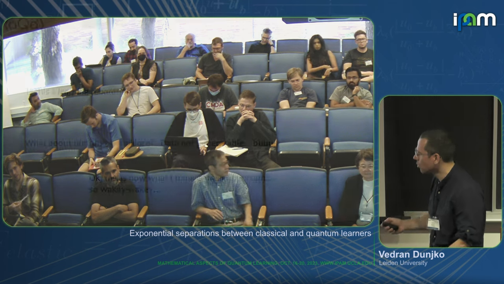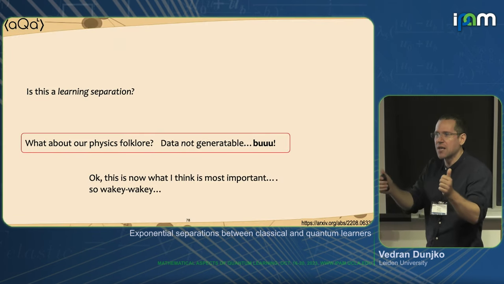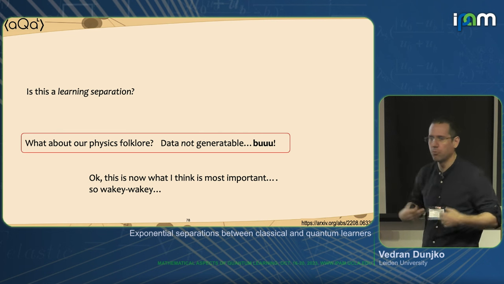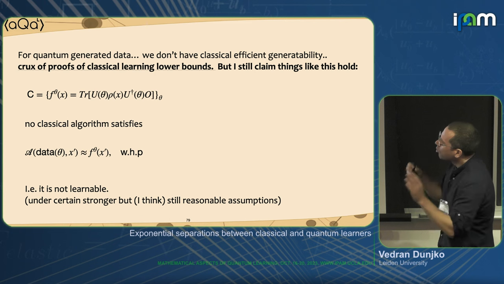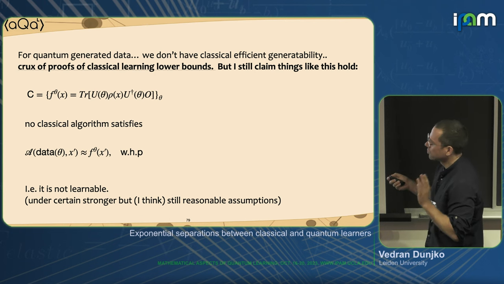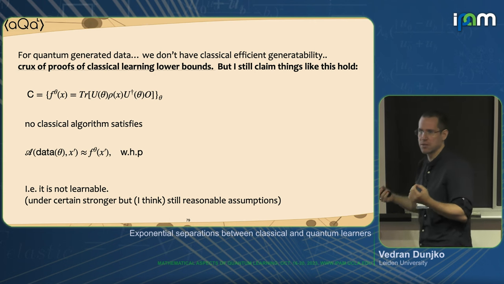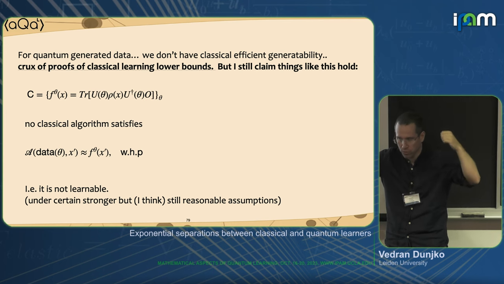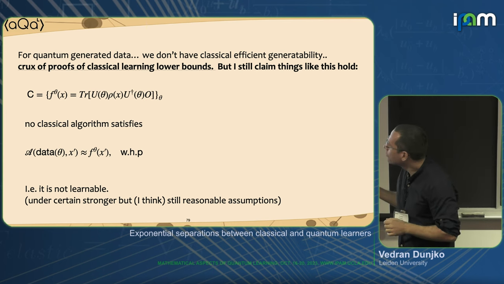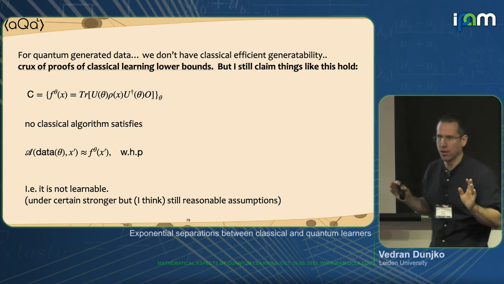Okay. So let's go to what I feel is the most important thing, because this is where I was happy when I understood this, so I hope you will be happy too. The problem with quantum-generated data, so not quantum data, but data generated by measurements of a genuine quantum system, is that we don't have efficient generation capacity. I cannot generate pairs for a quantum function. We don't think we can do that. Every proof of classical lower bounds required that we had it.